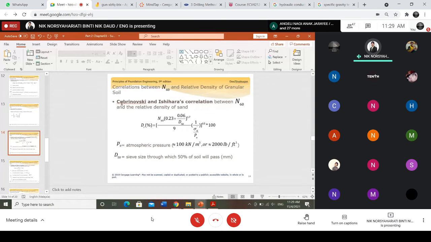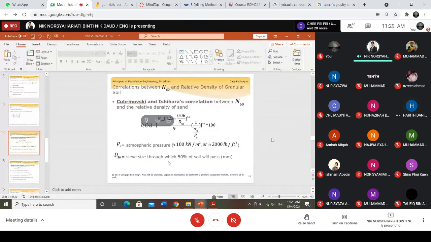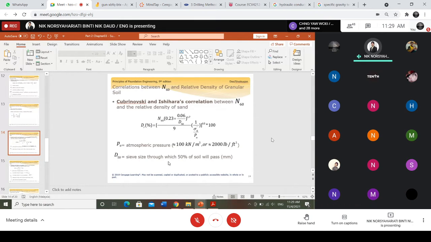So again, we have the Skempton, Ishihara correlation. How many equations is this? We talk about the relation for the relative density of granular soil. How many of it? Four. So far, three already, right? Okay. So I don't think you can simply remember like that. No, right? But of course, if you are concerned more about the final exam or test, it will be given or you are free to refer to.